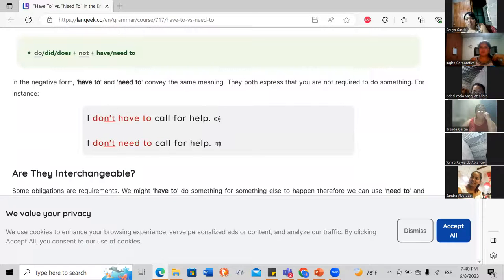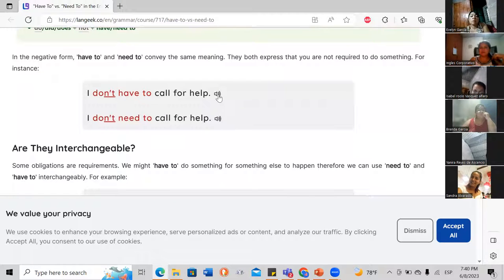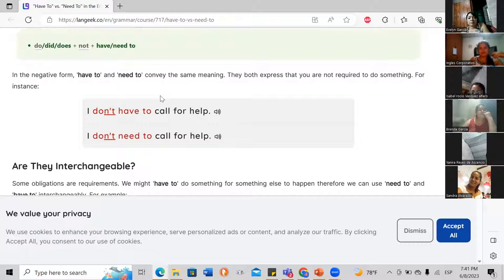Negative form. Also, we have negative form. I don't have to call for help. Como lo estaba practicando en la actividad anterior, I don't have to call for help. I don't need to call for help. In this case, can be both. Okay, pueden ser lo mismo.